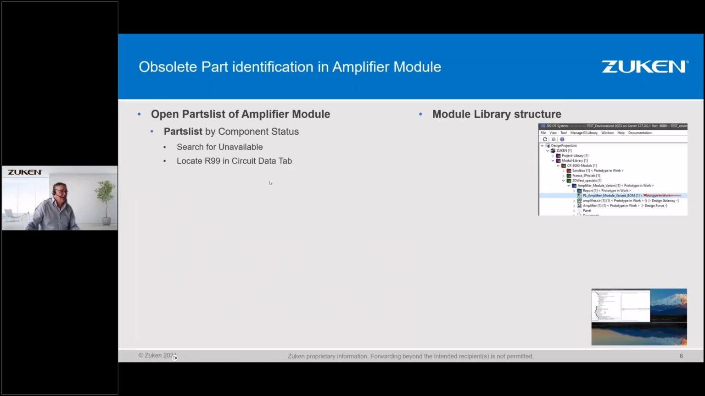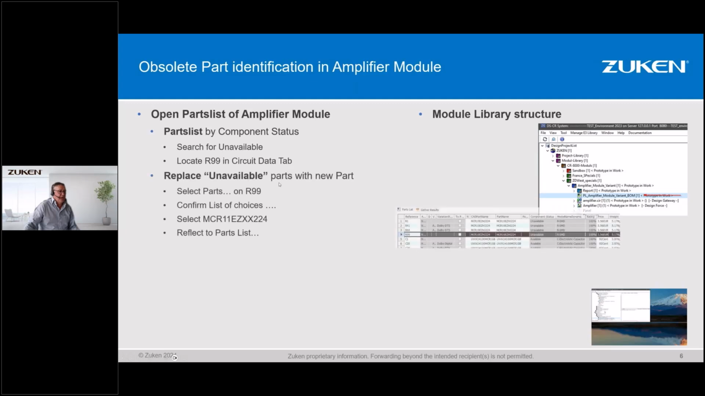We will concentrate on R99 as before, and we also will show that in the circuit tab, and we will find R99. Also in the parts list, you can see that R99 is unavailable. And now we try to find a better choice. So we search for alternatives for R99 with search criteria, and we'll find an alternative part called MCR11-22.4.